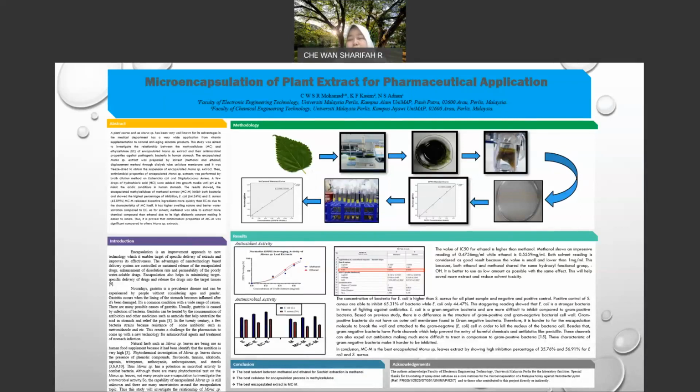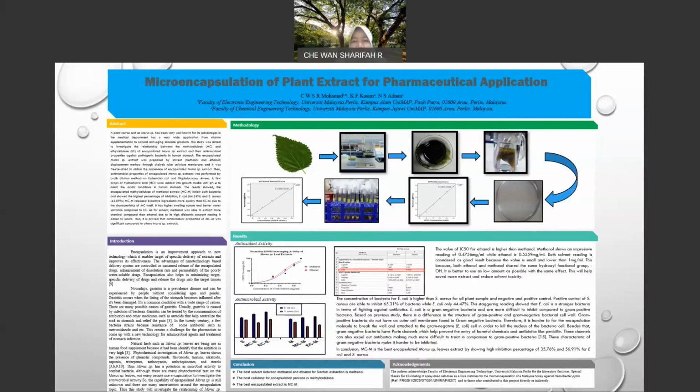Today I would like to share with all of you my project, which is microencapsulation of plant extract for pharmaceutical application. Nowadays, microencapsulation is one of the techniques to preserve certain important phytochemicals from a plant for pharmaceutical application. Other than that, herbal medicine is quite popular because it contains numerous organic compounds and is less toxic to our human body.